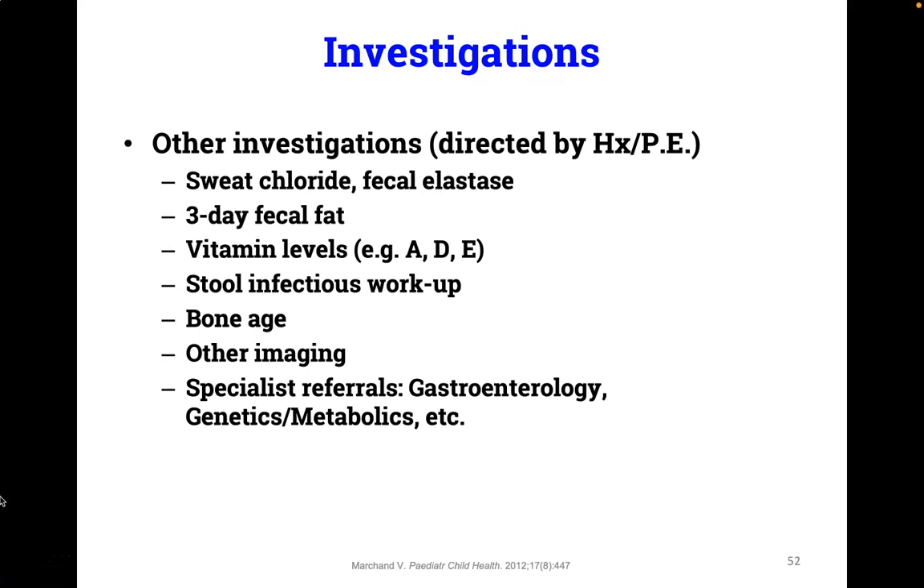From that same article, here are some other investigations that may be considered, again based on the history and physical. For example, the top 4 rows listed there would be really important if you're concerned about fat malabsorption or malabsorption in general, as they screen for conditions associated with fat malabsorption such as pancreatic insufficiency and cystic fibrosis, or just look for causes of malabsorption in general. Bone age would be helpful if you're considering failure to thrive secondary to those masqueraders such as familial short stature or constitutional delay, and then other imaging and specialist referrals as needed.